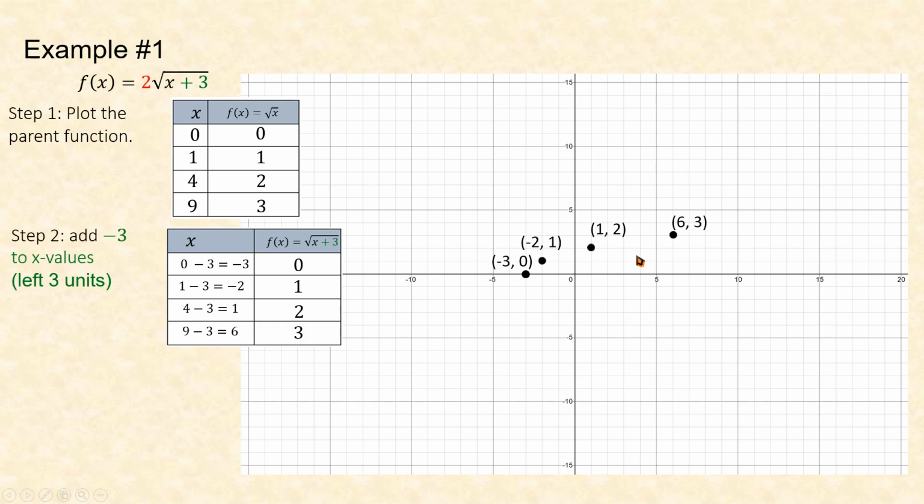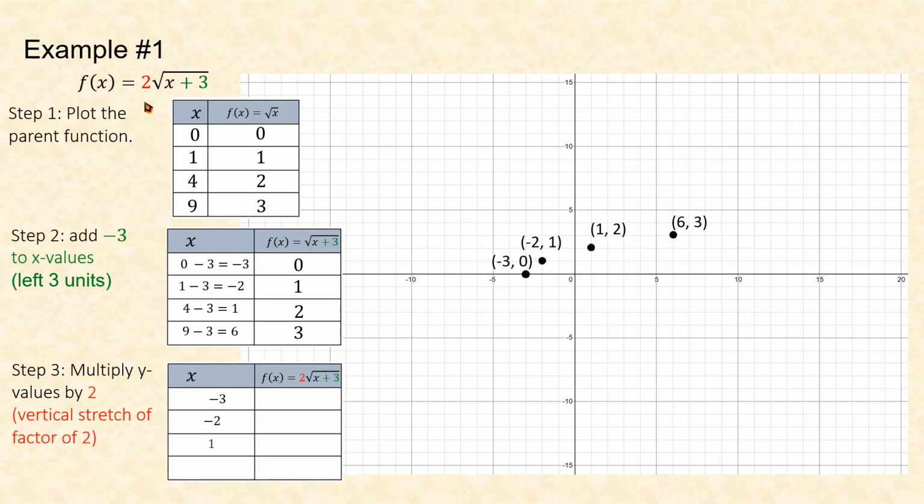And then the next thing I do is I want to multiply the y values by 2 because of that 2 in front, okay? And what it does is the vertical stretch of a factor of 2. And my x values stay the same this time, right? Nothing's going to change. All these x values stay the same. The y value is going to multiply by 2. So 0 times 2 is 0. 1 times 2 is 2. 2 times 2 is 4. And 3 times 2 is 6.